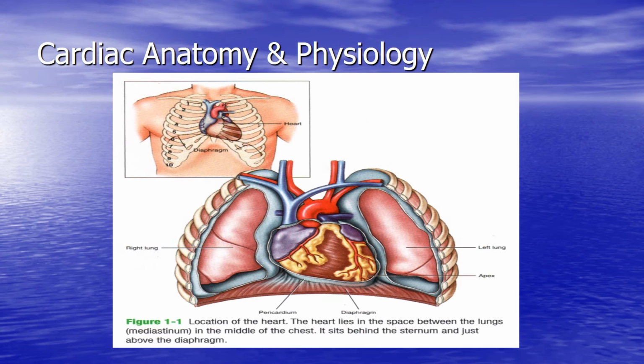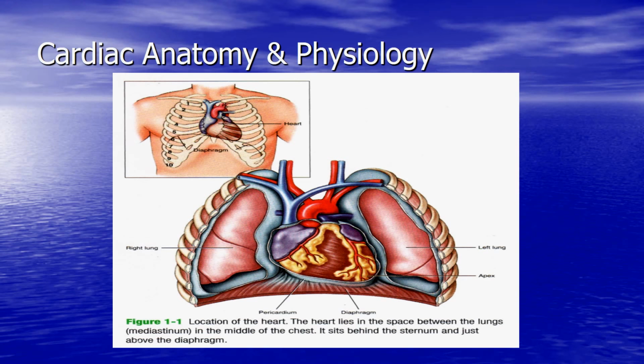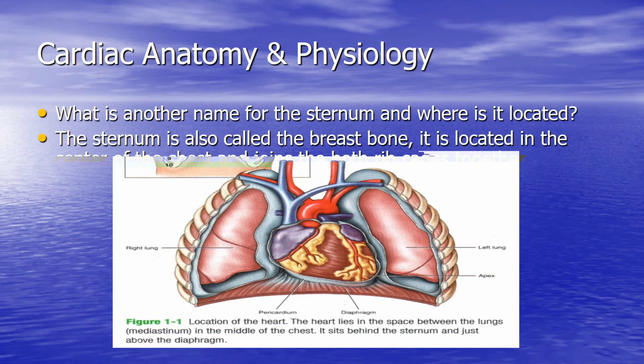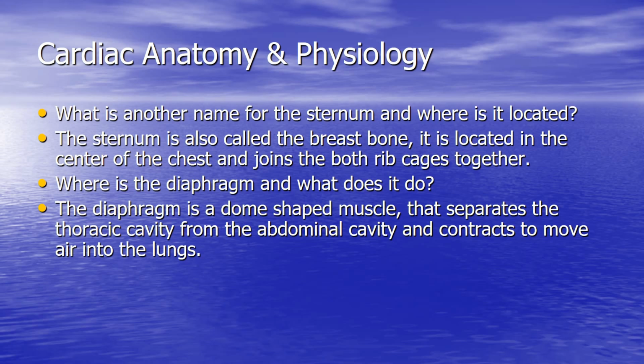If you notice here, many of the diagrams that I use are from different textbooks, and you'll see figure 1.1 here, the location of the heart in the chest. It says the heart lies in the space between the lungs, in the middle of the chest, and it sits behind the sternum, just above the diaphragm. So the sternum is the breastbone, and it basically joins the rib cages together. The diaphragm, of course, is the major muscle of breathing.